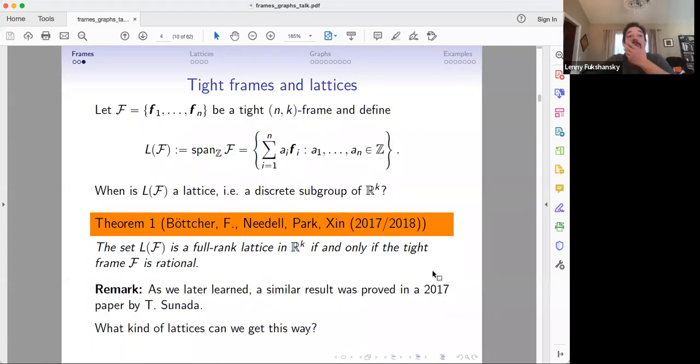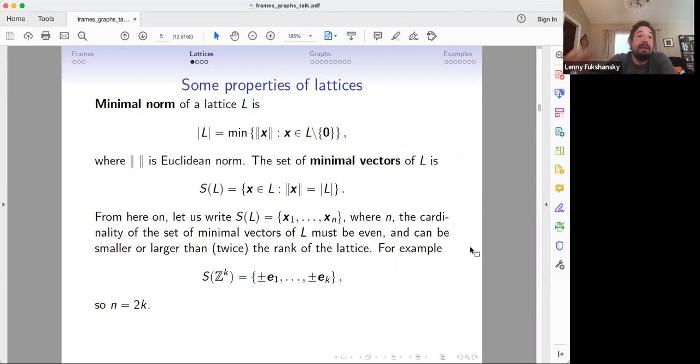Yeah, so the question I'm asking is, what kind of lattices can we get this way? And of course, I'm going to answer it with a question. What kind of lattices do we want to get? All right, so let me tell you a little bit about lattices and the special types of lattices that are particularly nice for this or that purpose. And then I'll tell you what kind of lattices we want to get.